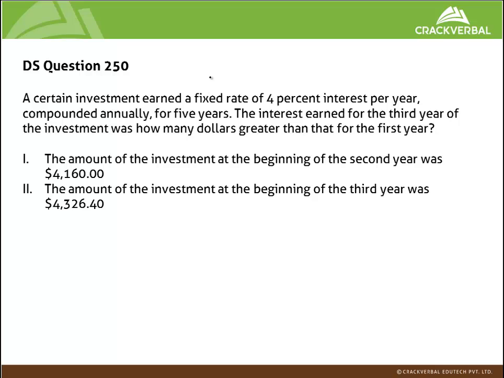Data sufficiency, question 250. A certain investment earned a fixed rate of 4% interest per year compounded annually for 5 years. The interest earned for the third year of the investment was how many dollars greater than for the first year?